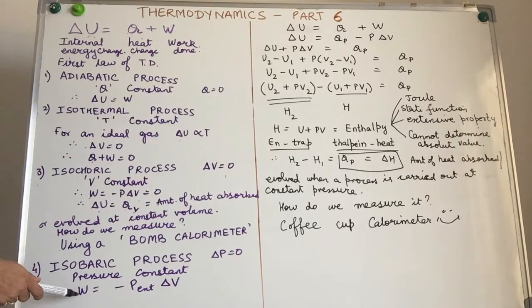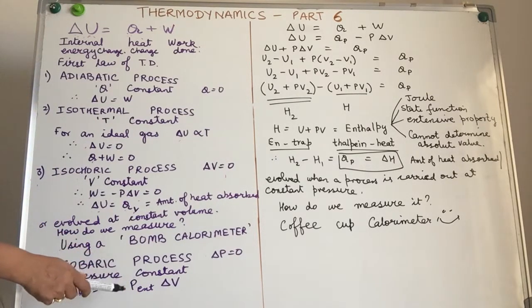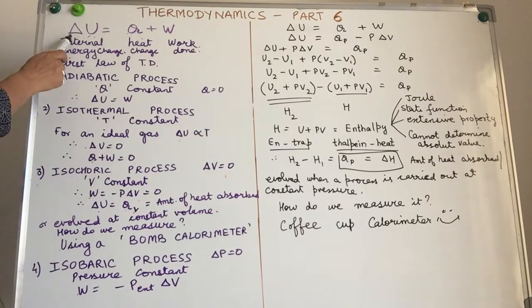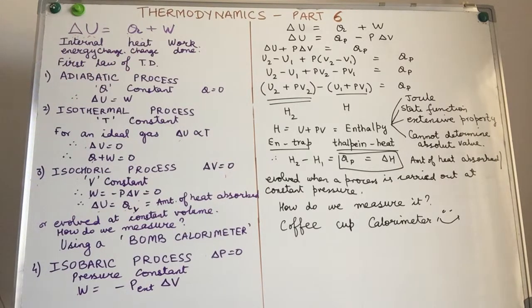Now if you notice in the expression W is equal to minus P delta V, we are talking about the pressure. We are not talking about the change in pressure. Hence our expression still remains the same. Delta U is equal to Q plus W.